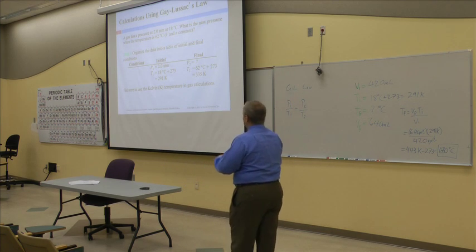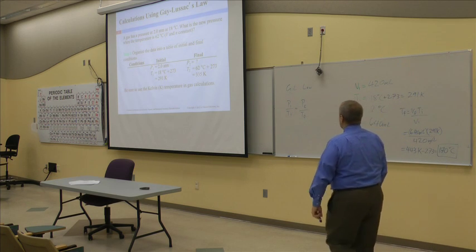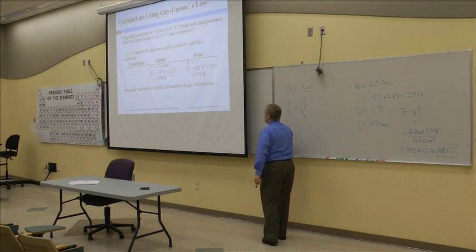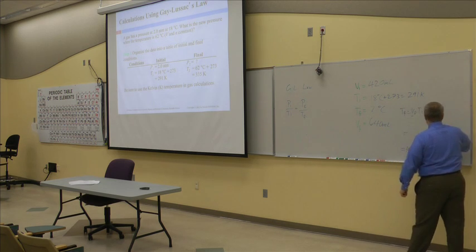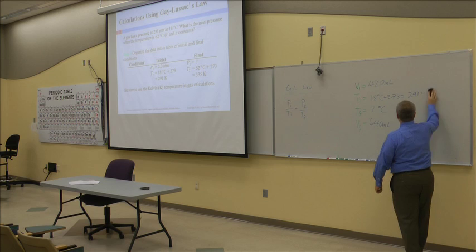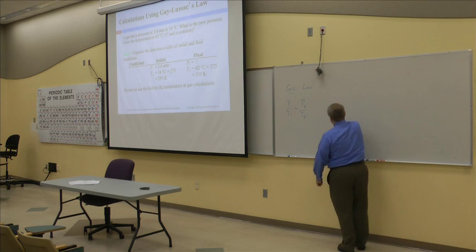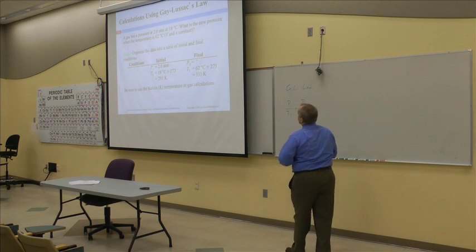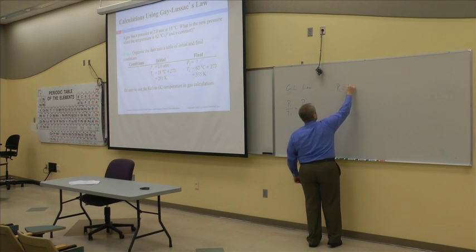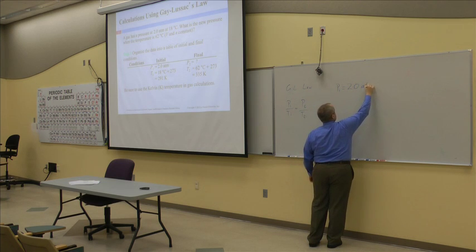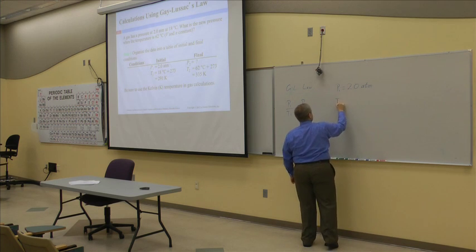A gas has a pressure of 2 atmospheres at 18 degrees Celsius. What is the new pressure when the temperature is 62 degrees Celsius? All right, that's a typical Gay-Lussac's question. Like every other problem I've shown you today, pull out the information that is pertinent and ignore the rest. So, a gas has a pressure of 2.0 atmospheres, so Pi equals 2.0 atm. What else we got? Ti, 18 degrees Celsius.